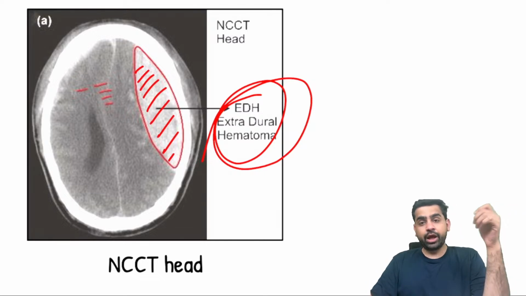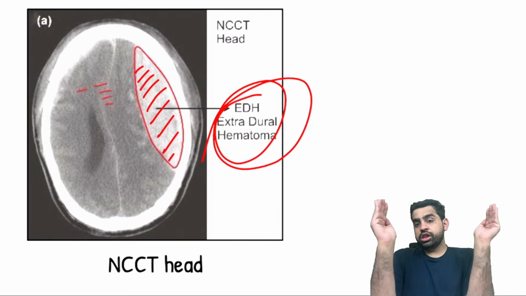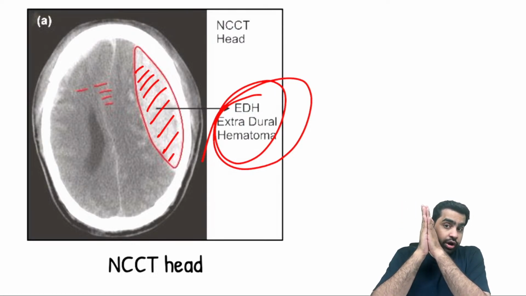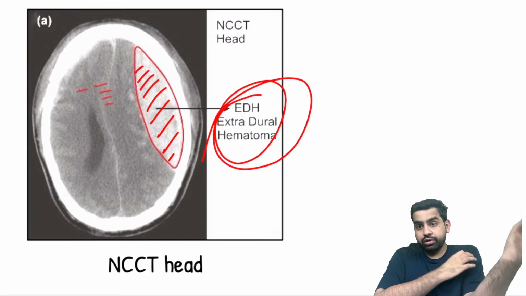This is a biconvex opacity. So what are you seeing? You're seeing a biconvex opacity. A biconvex opacity is basically seen in patients with the EDH, extradural hematoma.